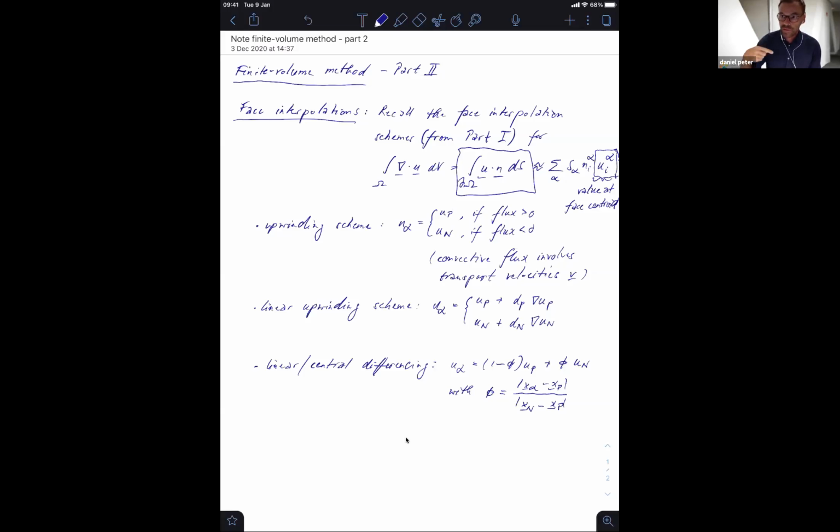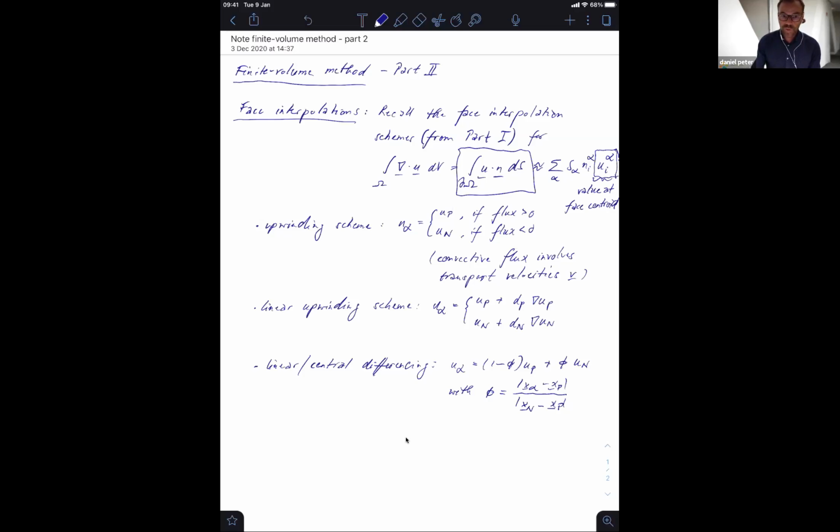And for that, we can choose these different schemes. It's like in finite differences where you have forward scheme, backward scheme, central schemes. The same is applied here with these different finite volume schemes that we have. For example, the upwinding scheme, linear upwinding, central differencing. They all try and interpolate these values of u at the phase centroids. And then I was just giving you the formula for these different schemes as well.